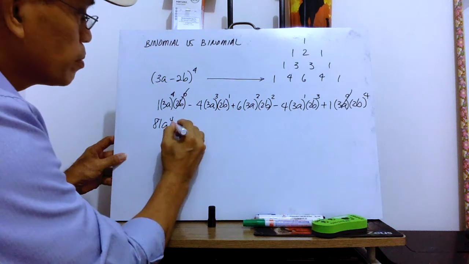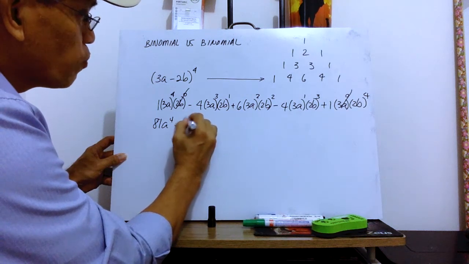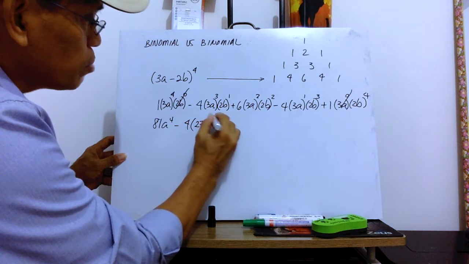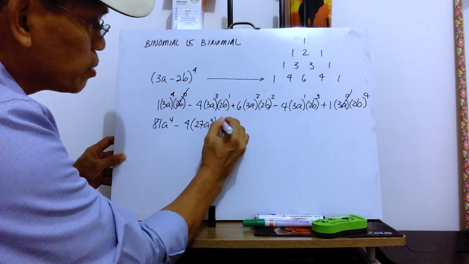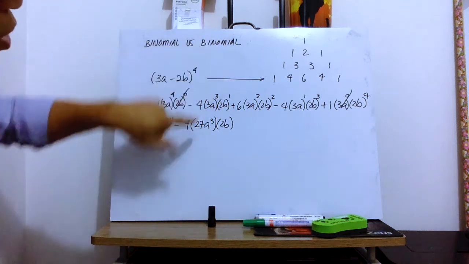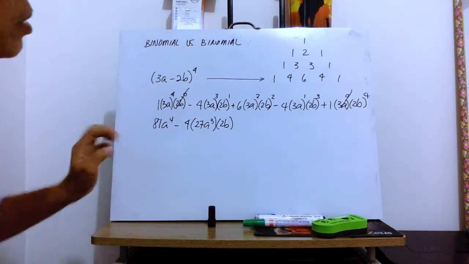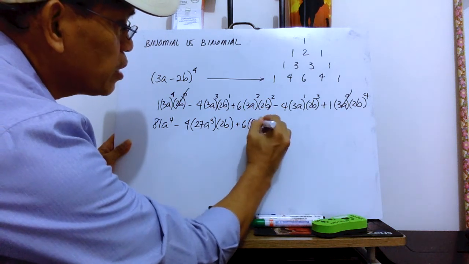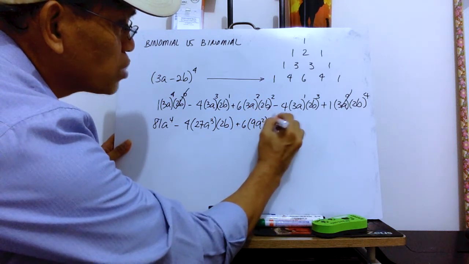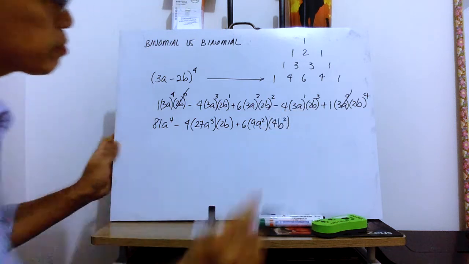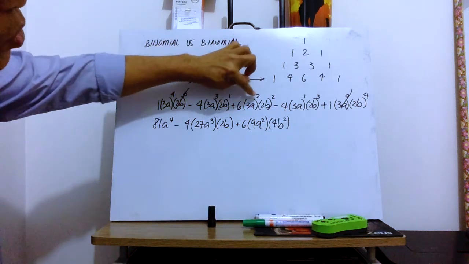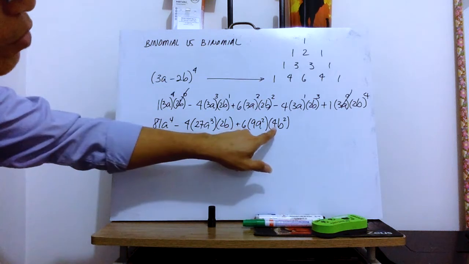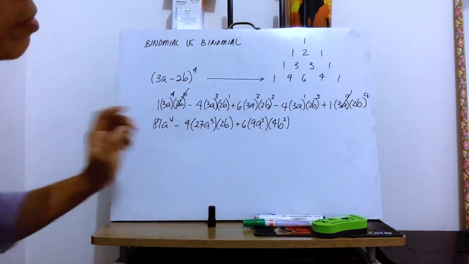Okay. Minus 4, and then that's 27 a cubed, and then 2b. All right? 3 raised to 3 is 27. Then a cubed. And then 6, that's 9a squared, that's 4b squared. You raise 3 to 2, becomes 9, then a squared. Then you raise 2 to 2, becomes 4, and then b squared.